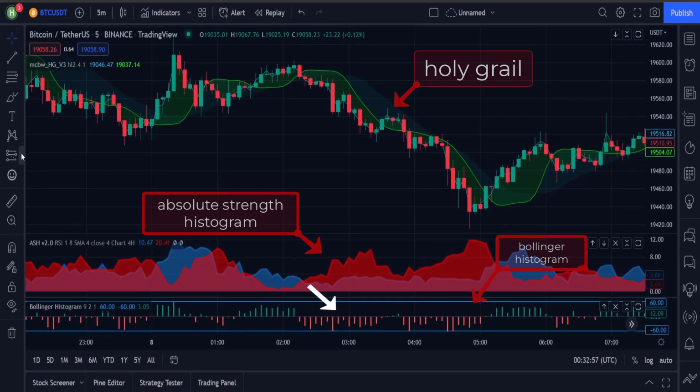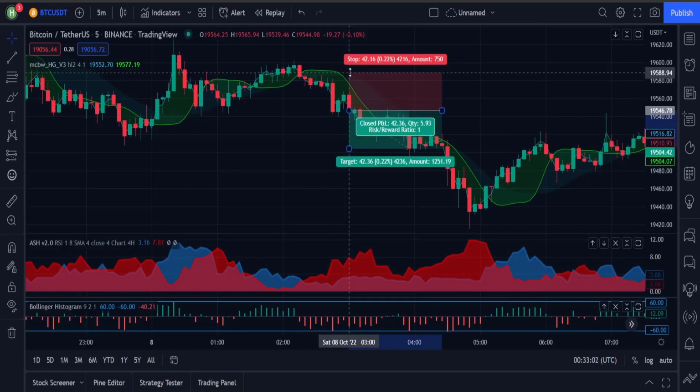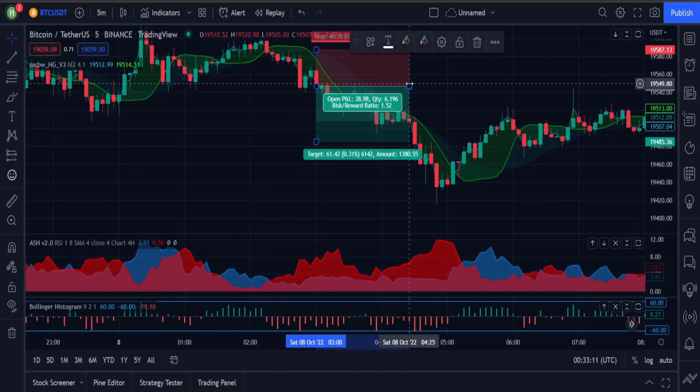We'll enter this trade here, and we'll set the stop loss at the recent swing high. The take profit target will be at 1.5 times the risk, and this would have been a successful trade. This strategy was working well. But I started seeing some problems.